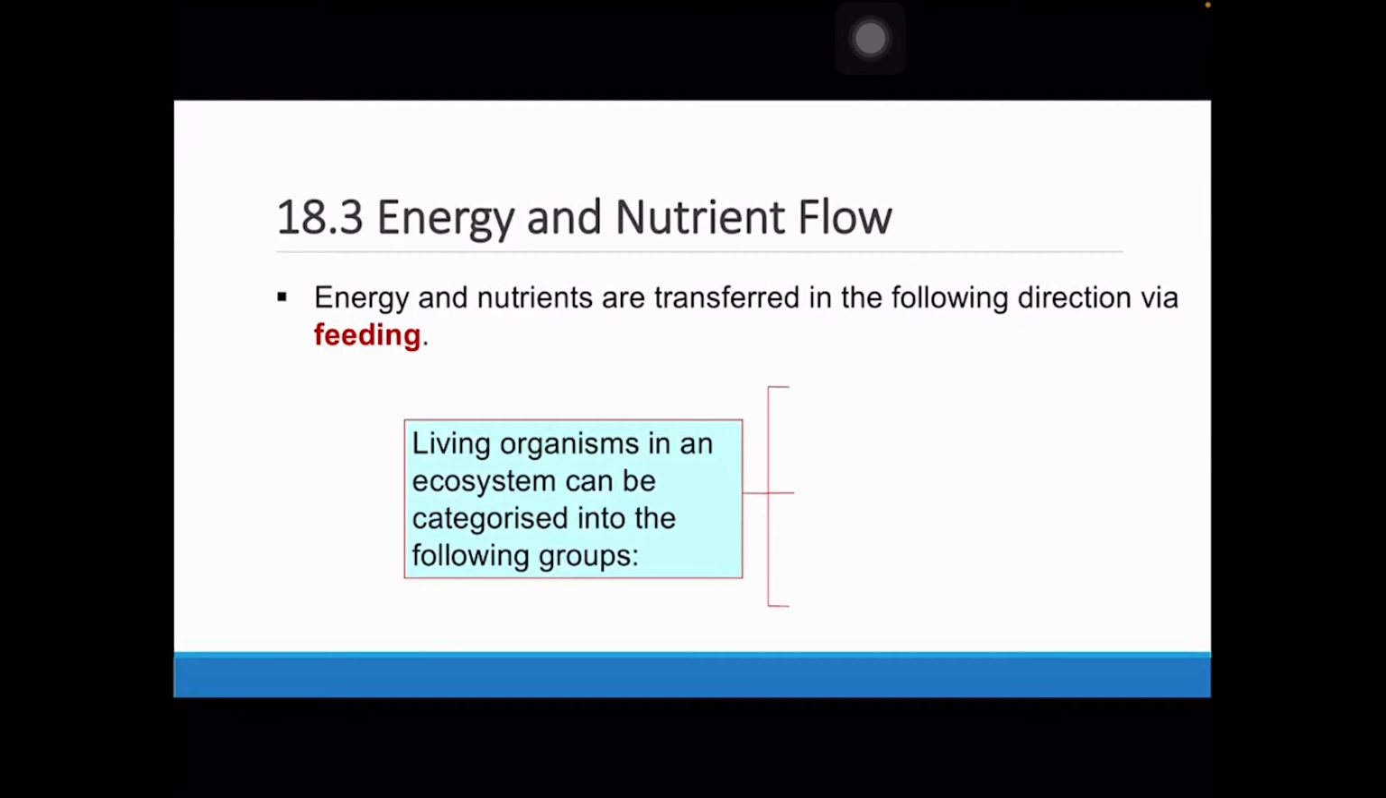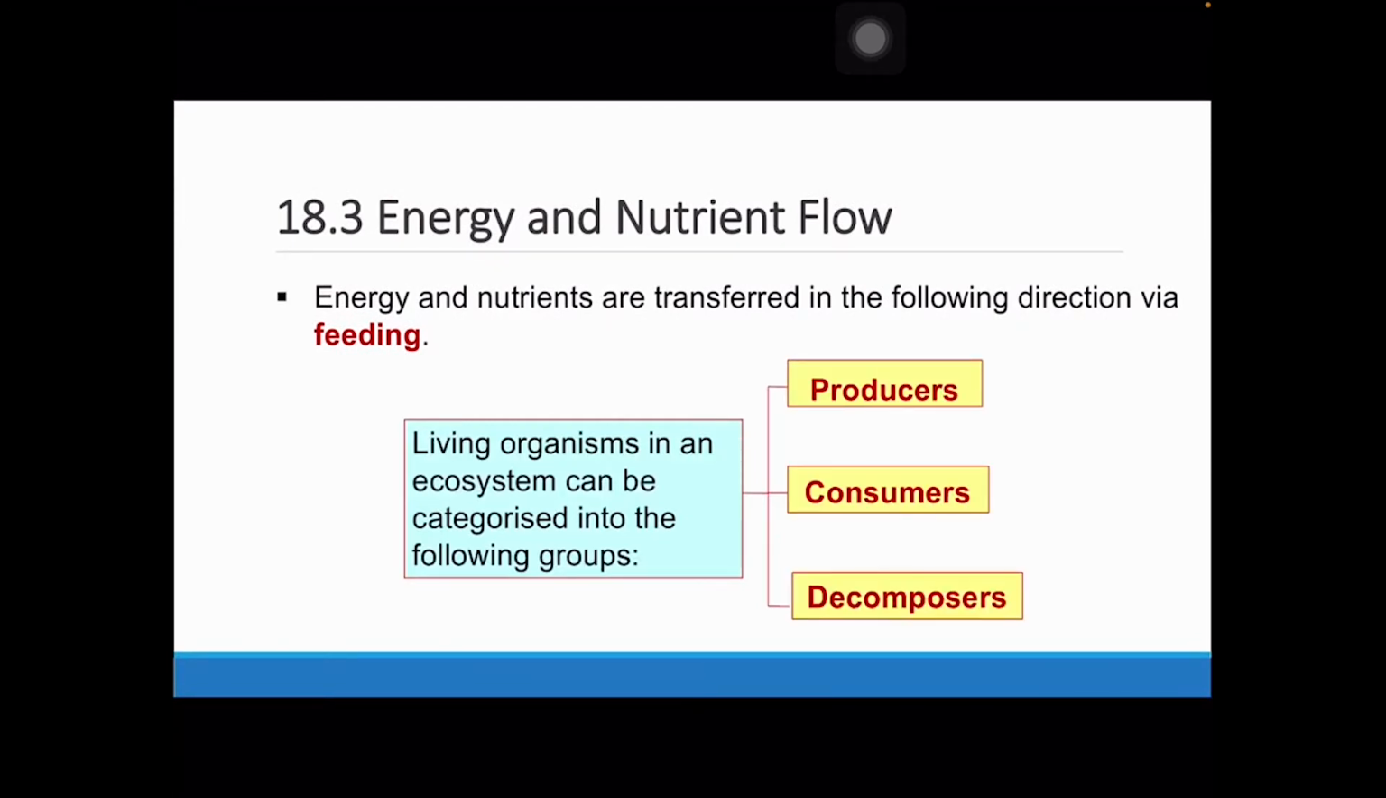So we need to understand that energy and nutrients are actually being transferred from one organism to another via the process of feeding, right? I do have to emphasize this word feeding, because that's what O-level recognizes as the description of how nutrients flow. So do use the word feeding to describe how exactly energy and nutrients are being passed along.